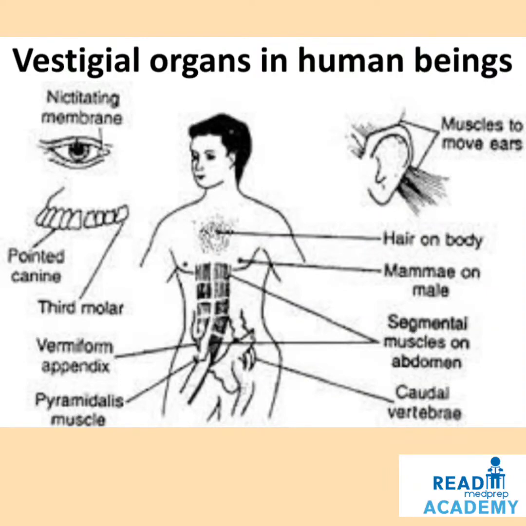In this image you can see the vestigial organs in the human beings. On the left side the nictitating membrane, the pointed canine, the third molar, the vermiform appendix and pyramidalis muscle. On the right side you can see the muscles of the ears to move them, hair on the body, mammae on the male, segmental muscles on the abdomen and caudal vertebrae.